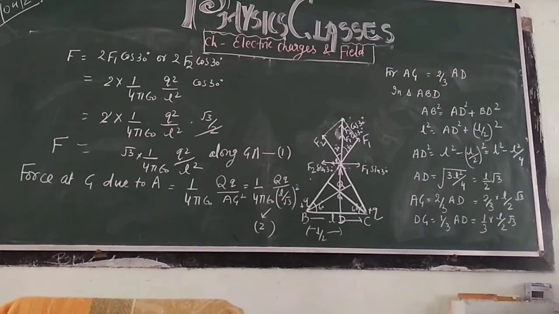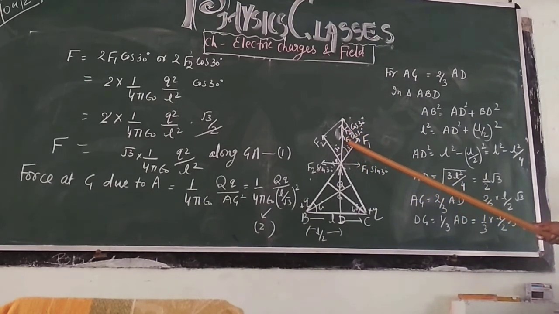Okay students, this is a problem in which ABC is an equilateral triangle. All vertices have the same charge plus Q, and L is the side of the equilateral triangle. Then we have to divide the components of F1 and F2. F1 we can divide into a horizontal component and a vertical component. The horizontal component is F1 cos 30 and the vertical component is F1 sin 30.